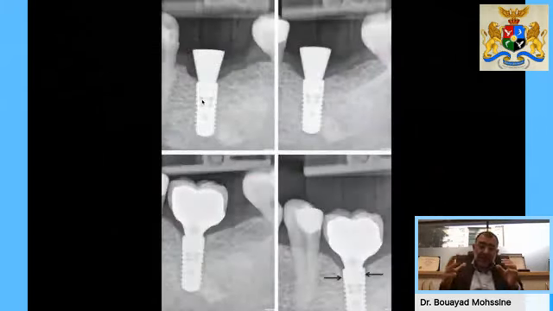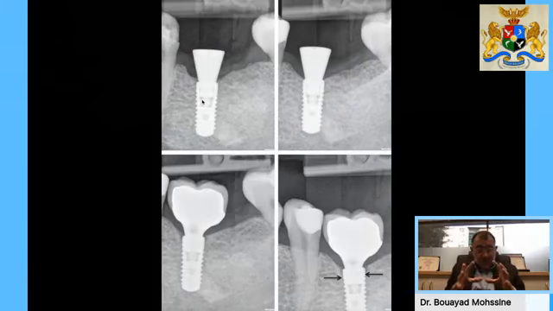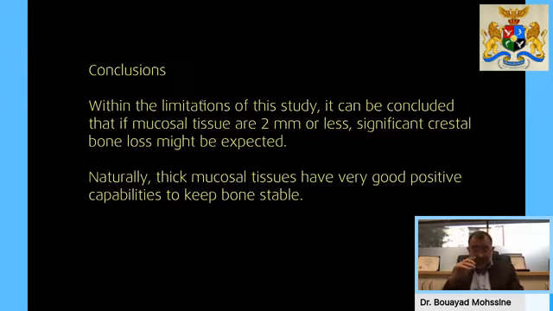We can also appreciate that the bone is stable over time, and there is no bone loss around the implants. You have a good stability of the soft tissue and the hard tissue around the implant. Within the limitation of this study, it can be concluded that if mucosal tissue is 2 millimeters or less, significant crestal bone loss may be expected. Naturally, thick mucosal tissue has a very good positive capability to keep bone stable.